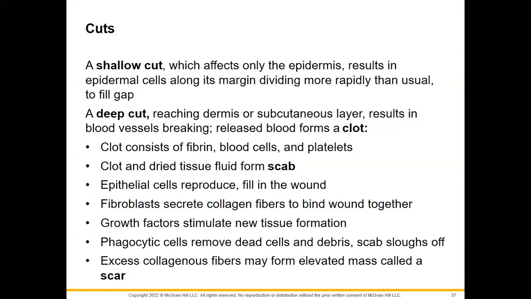And eventually, as the wound ages, that scab will slough off and fall off. If there is excess collagen fiber being deposited in the area, then we might get a scar. So if it's not as much damage, you won't have as much collagen fiber being deposited in the area, and you may not produce a scar.